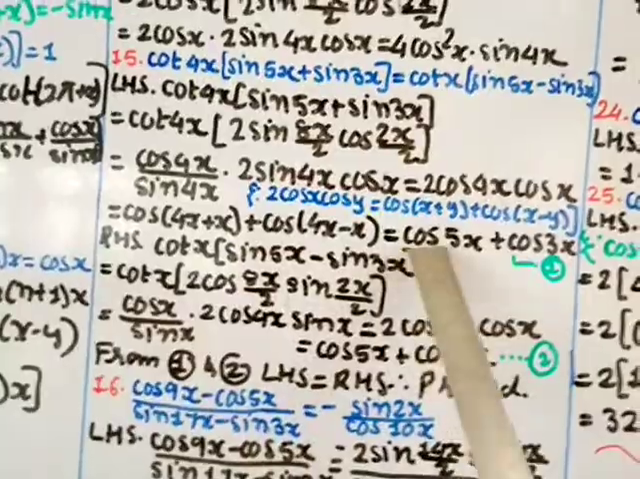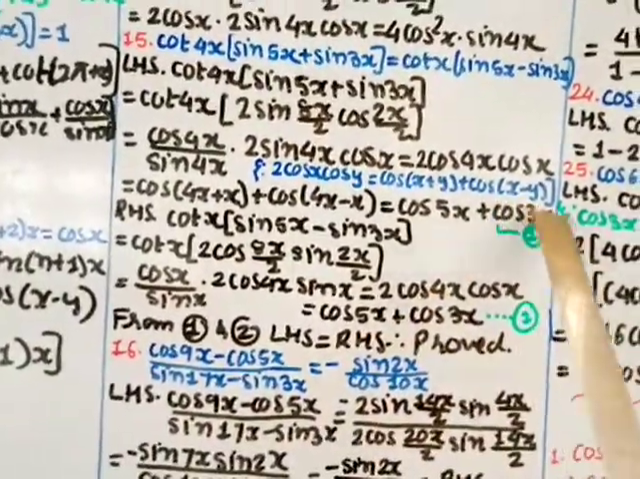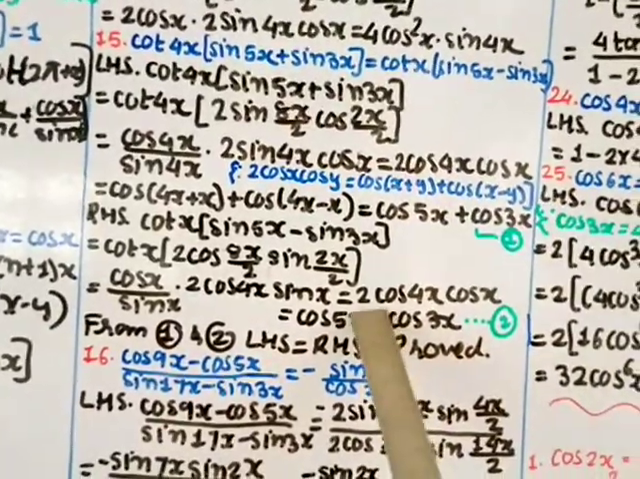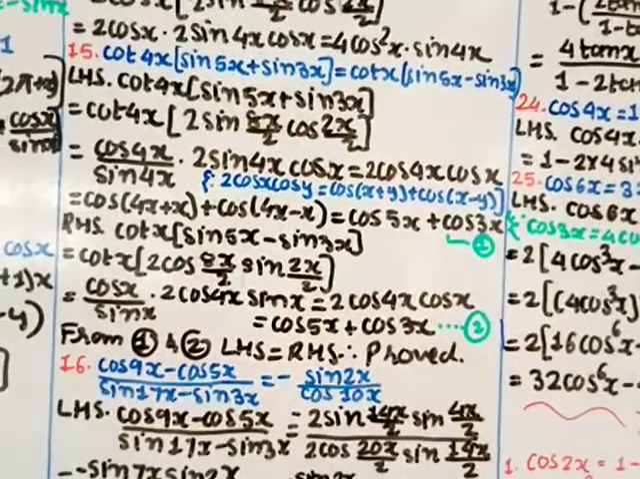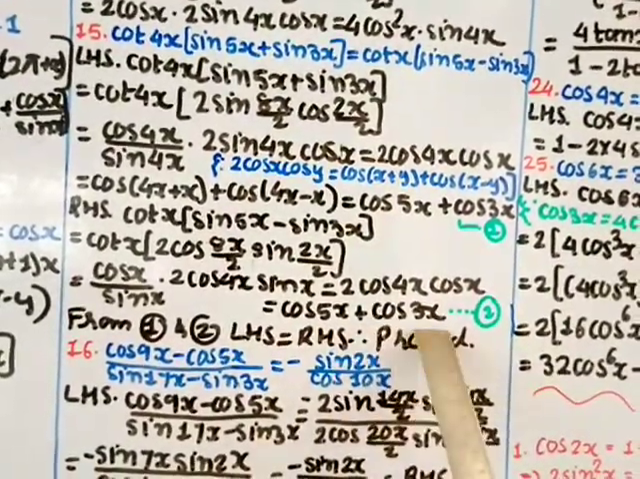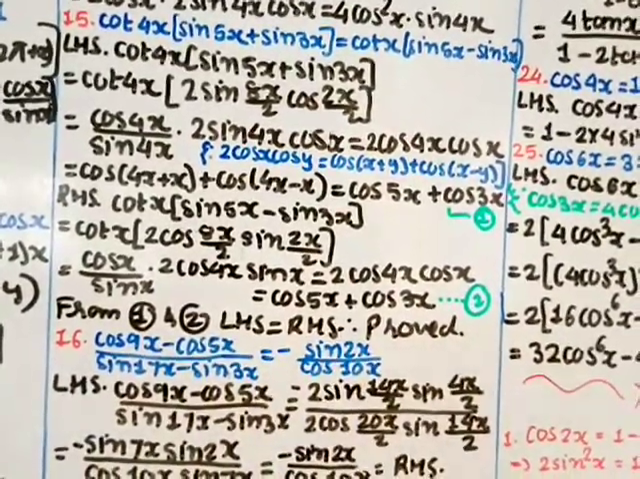Now you can directly use the same identity, or you can just keep this also as equation 1. I am using this one. You can see it is the same: 2 cos 4x cos x, 2 cos 4x cos x. Using the same identity, you get cos 5x plus cos 3x, same answer. So from 1 and 2, left hand side equals right hand side, and therefore proved.